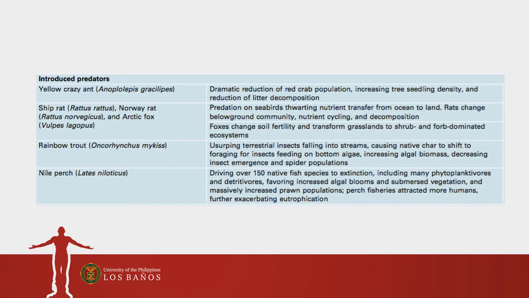For introduced predators, the yellow crazy ant caused the reduction of red crab populations, increased tree seedling density, and reduction of litter decomposition. Rats and foxes feed on seabirds, thwarting nutrient transfer from ocean to land, as well as change soil fertility. Rainbow trout may increase algal biomass and decrease insect emergence and spider populations. The Nile perch predation on native fishes has also increased algal biomass.